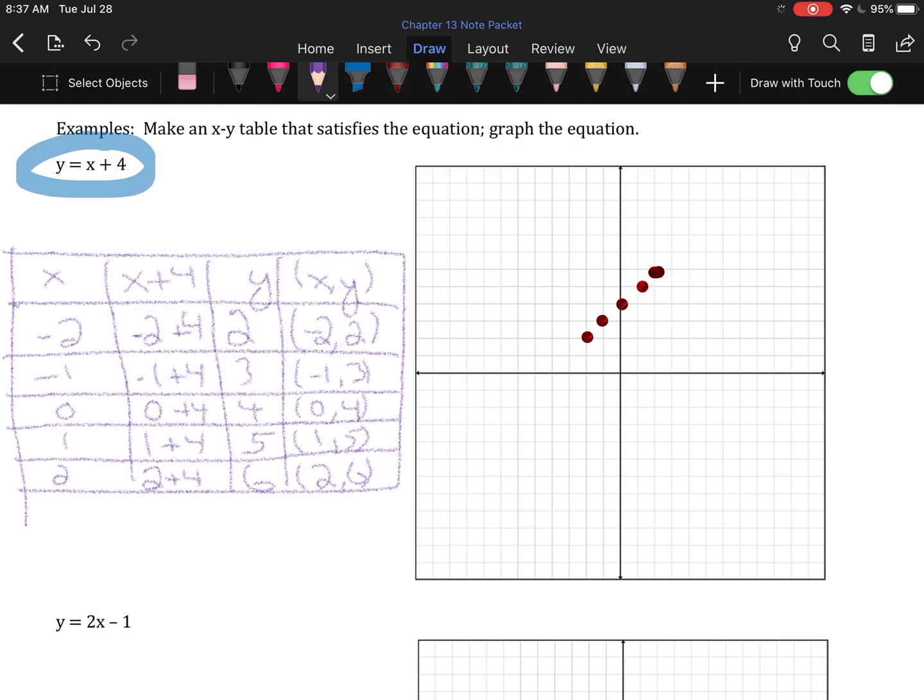Our points should be in a line. And in this lesson, when we're graphing equations, we connect the points, and we put arrows on either end to show that we could continue doing this forever and ever and ever if we wanted to. We just don't want to. That is making an XY table, plotting its points, and connecting them.